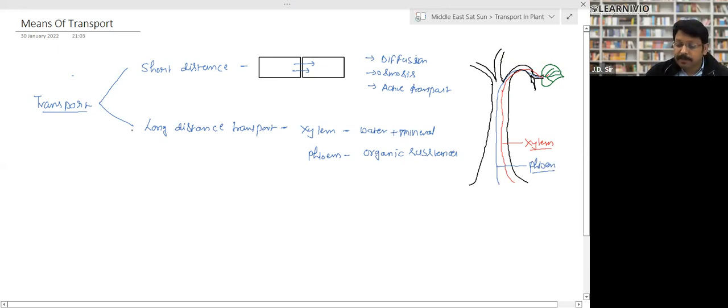Now let's start with the means of transport. What are the means of transport? Meaning, how does the transport take place? What are the processes which help in the transportation, right? If you want to note it down, please keep on noting down.